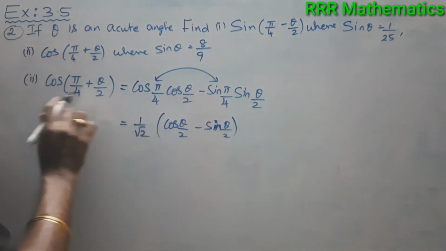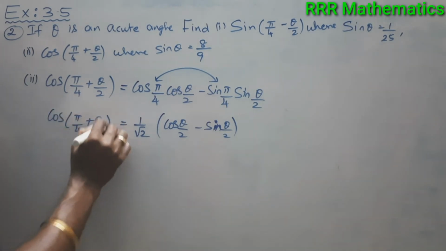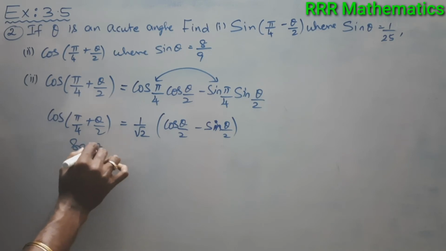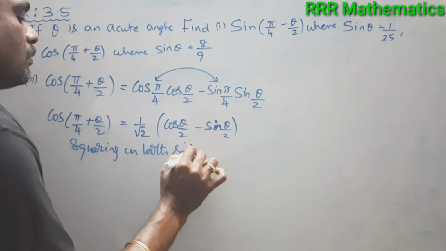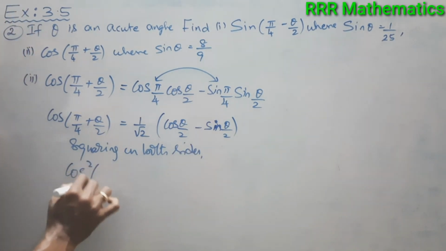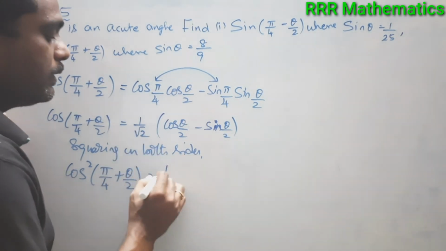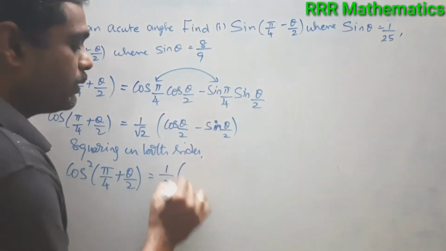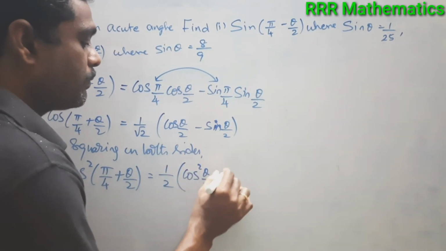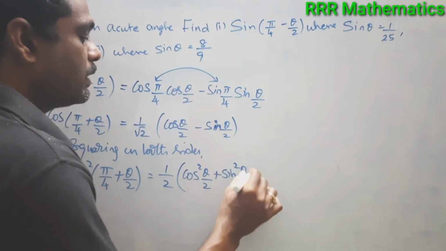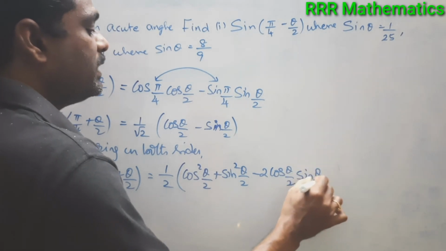Similarly, I wanted to find out the cos of pi by 4 plus theta by 2. So I will square on both sides for convenience. It will be 1 by 2, since 1 by root 2 into 1 by root 2 is 1 by 2. This is a minus b whole square: a square plus b square minus 2ab.